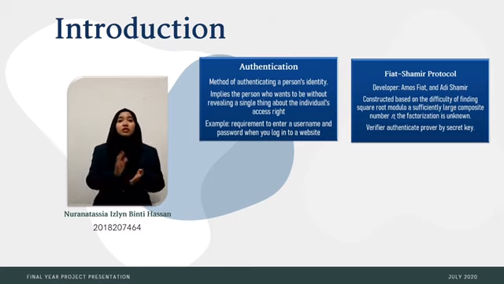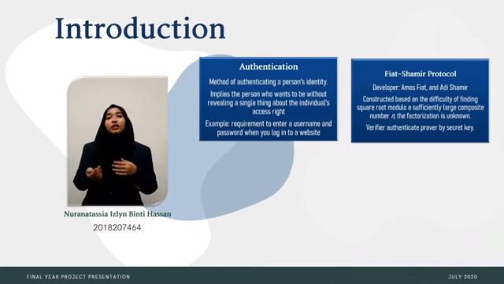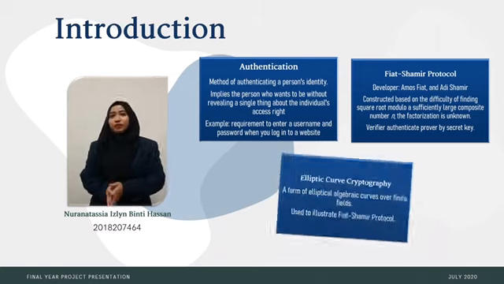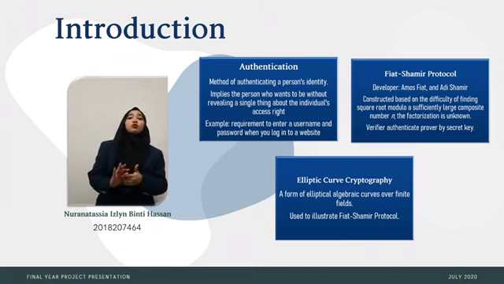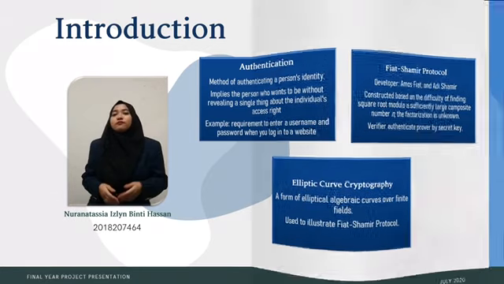The identification of Fiat-Shamir is constructed based on the difficulty of finding a square root modulo a sufficiently large composite number n, and the factorization is unknown. To illustrate Fiat-Shamir protocol, we use elliptic curve cryptography, which is the primitive public key that can be used to produce the cryptographic keys faster, smaller, and more securely.